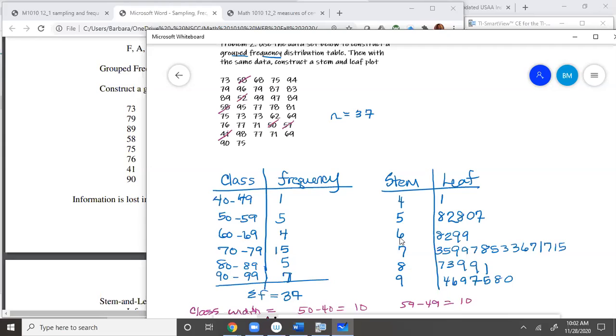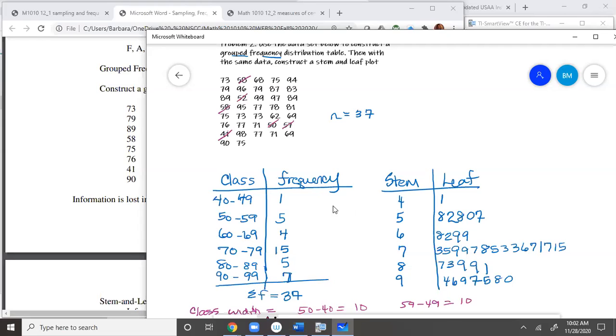Then the next are the numbers in the 60 to 69 range. All right, and you go through. So that is how we create the stem and leaf plot. And you can see that from the grouped frequency distribution, the numbers that occur most frequently are in the 70s range. And we can also see that in the stem and leaf plot.